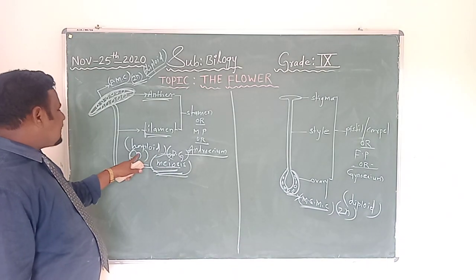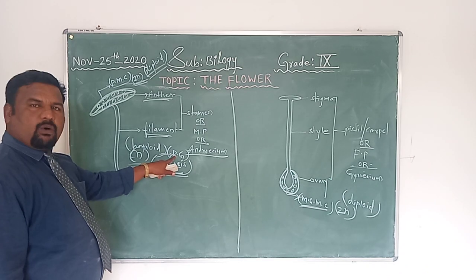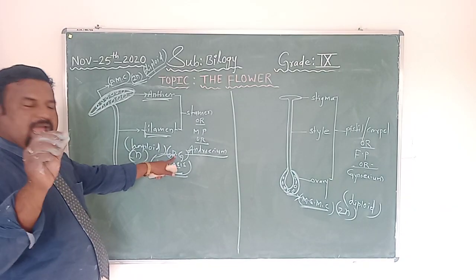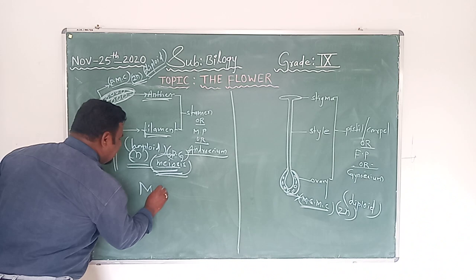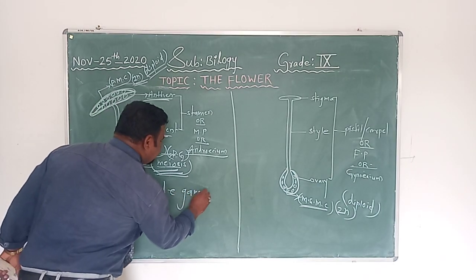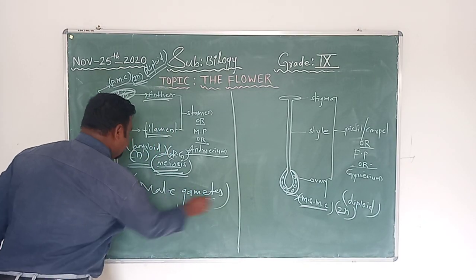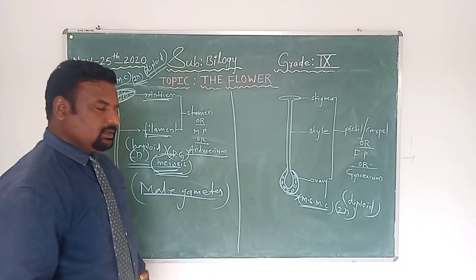So this we call as haploid pollen grains, we call as male gamete. What we call? Male gamete. In this way, male gametes are produced in a flower with the help of this anther.